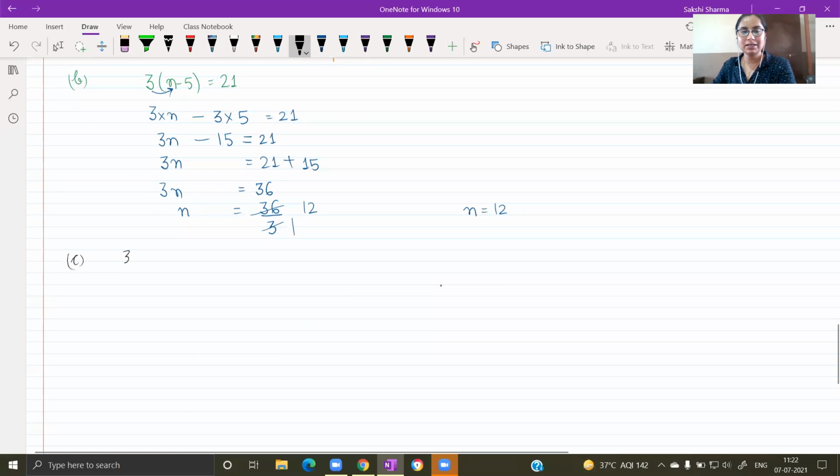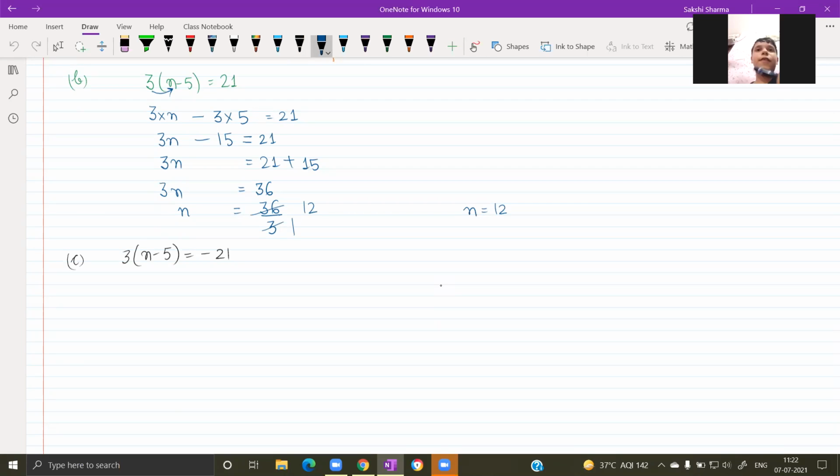C part. We have 3 multiplied by n minus 5 equals to -21. Okay. Continue, Anand, beta. Means, ma'am, first step is 3n minus 15 is equal to minus 21. Minus 21 plus 15 is equal to 3, and ma'am minus 6 is equal to 3n, and n is equal to 6 upon 3. Ma'am, n is equal to -2.